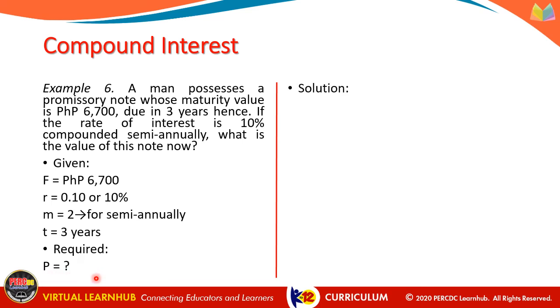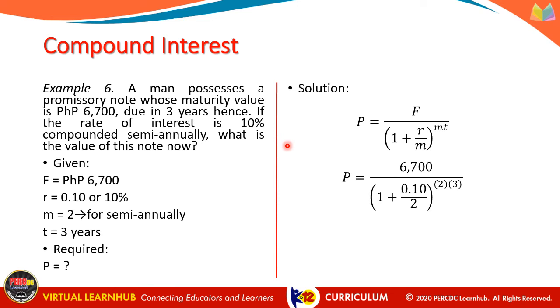Okay, we use the formula P is equal to F over 1 plus R over M raised to M times T. Again, we just need to substitute this following given to this equation. And we will have present value P is equal to 6,700 over 1 plus 0.10 over 2 raised to 2 times 3. Okay, just press that in your calculators and you should get P is equal to 4,999.64. That is approximately equal to 5,000 pesos.